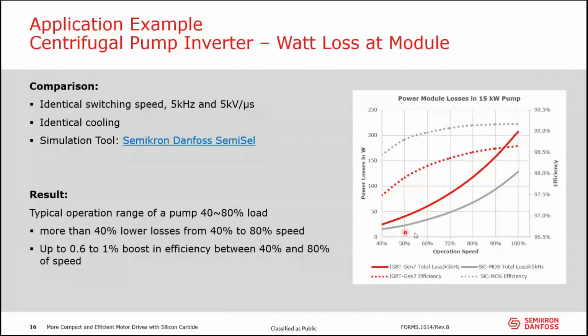That means in that operation range that I mentioned, 40 to 80%, we have roughly 40% lower losses, up to 40%. And looking at it from an efficiency point of view, we have up to 1% better efficiency on the module here. Again, simulation was done with SemiSel. And the cooling was also identical. So really, it's the same thermal concept, just changing one module to the other, and this is what you see. Quite some change.